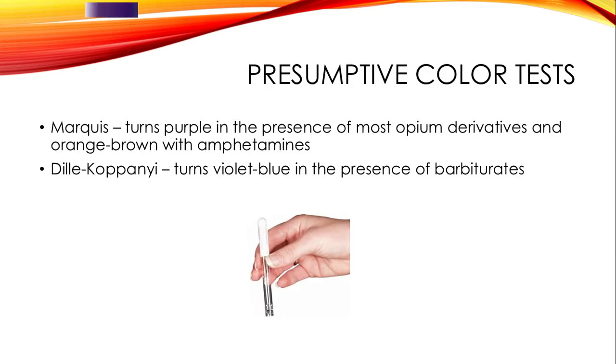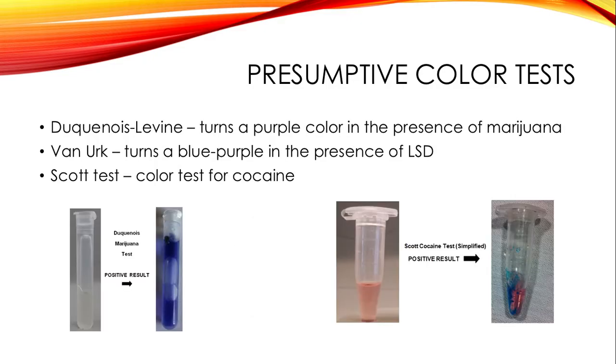So speaking of those presumptive color tests, we have different tests that are done in the lab to determine what kind of drug it is. For example, we can test for amphetamines and barbiturates using these two specific tests. And then here are some other tests where we can test for marijuana or we can test for cocaine.